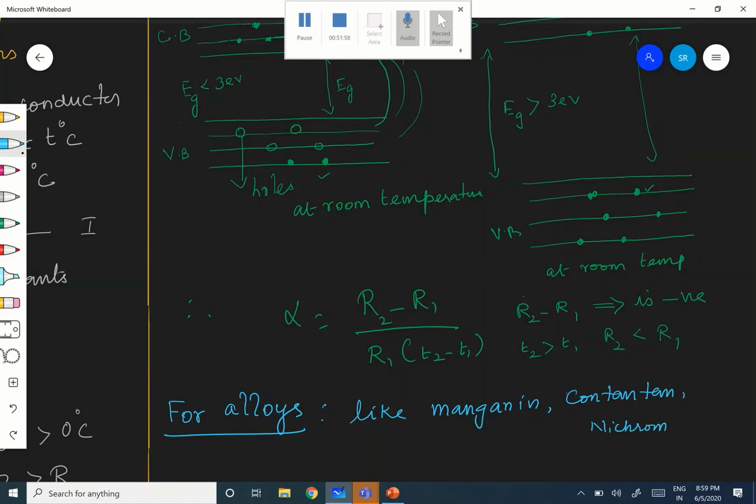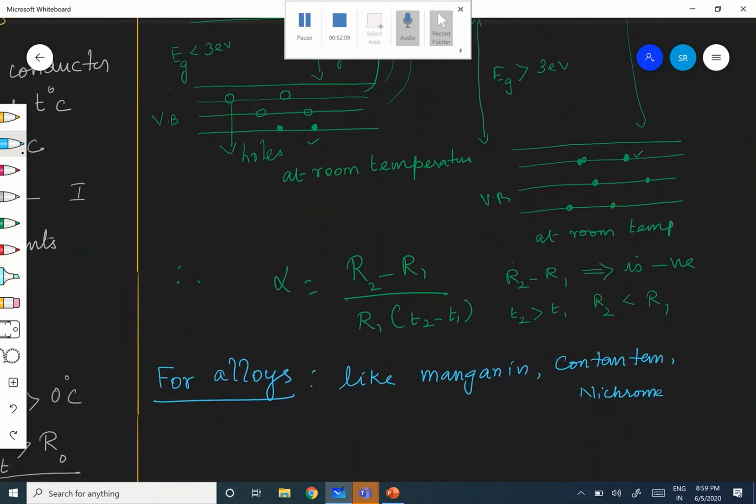What happens here is, for these alloys like nichrome, alpha is positive only, because after all they are a mixture of many metals, and for metals alpha is positive. But what is the difference between metal and alloy here? Here alpha is positive but small.